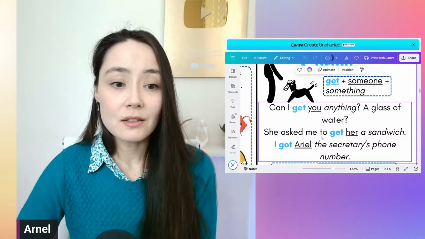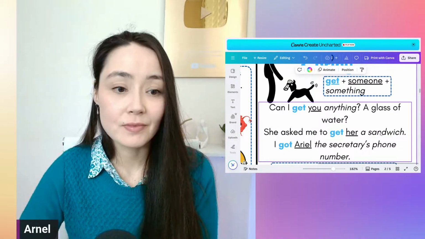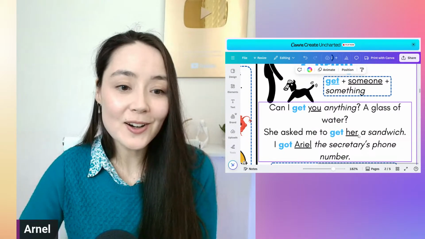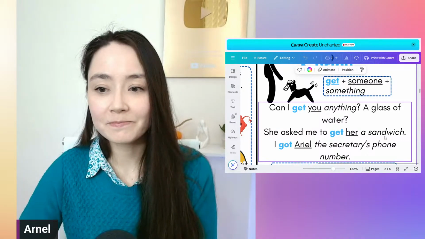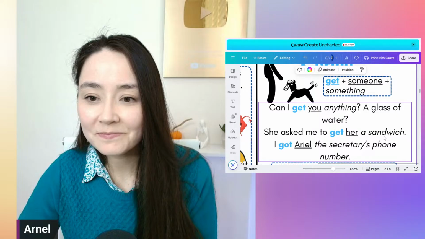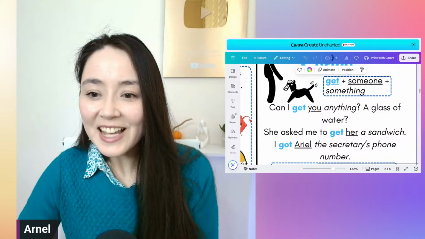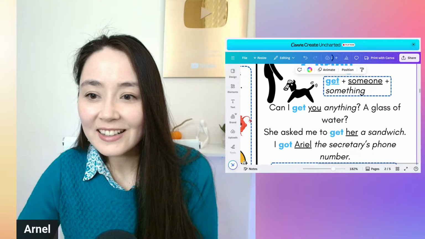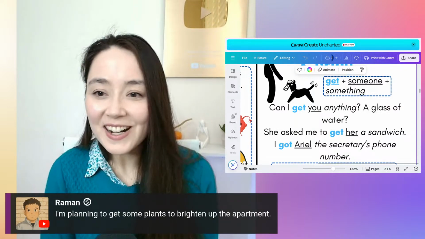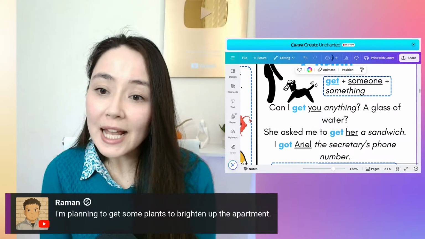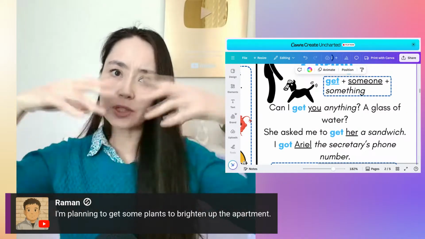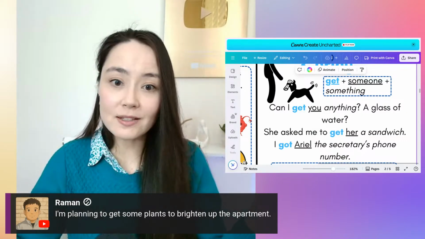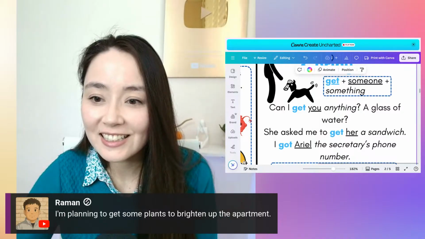She asked me to get her a sandwich. Get someone something. Good example so far. Rahman, hello. I'm planning to get some plants to brighten up the apartment. Good idea. Absolutely. Plants generally brighten up any space. Yes, nice.